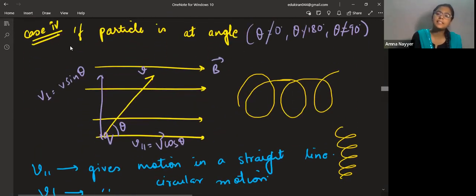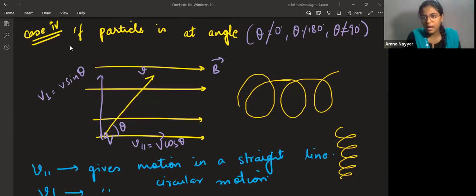See, this is the last case, that is helical. We have seen 0 degree, we have seen 180 degree, we have seen 90 degree, right? These three paths we have seen. So the fourth case is that if the particle is situated at any angle, now this angle is not 0 degree, 180 degrees or 90 degrees. This is just some other angle.